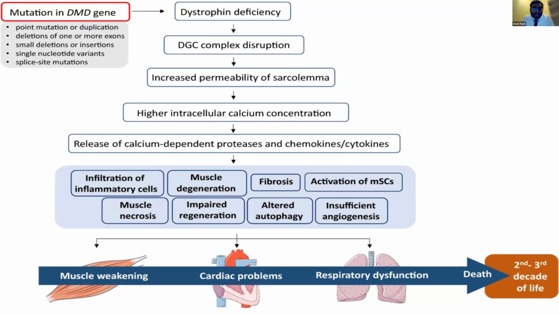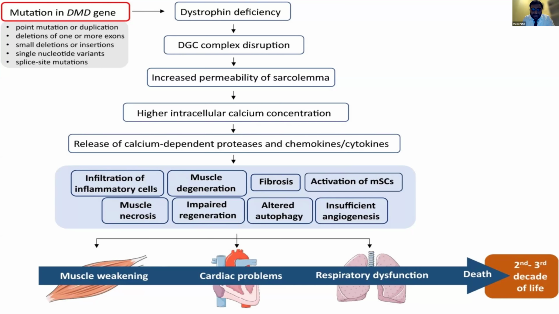And this affects the dystrophin glycoprotein complex, which in turn affects the permeability of the muscle membrane, which is called sarcolemma, which in turn leads to influx of the calcium from outside into the cell, which activates various enzymes such as proteases and chemokines, which in turn leads to inflammation of the muscle cells, leading to degradation of the muscle. And there is also fibrosis, and there is impaired regeneration of the muscle.